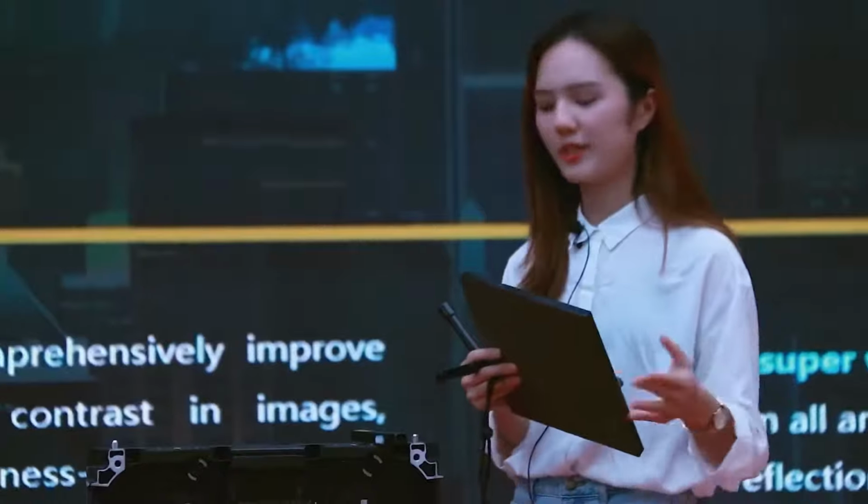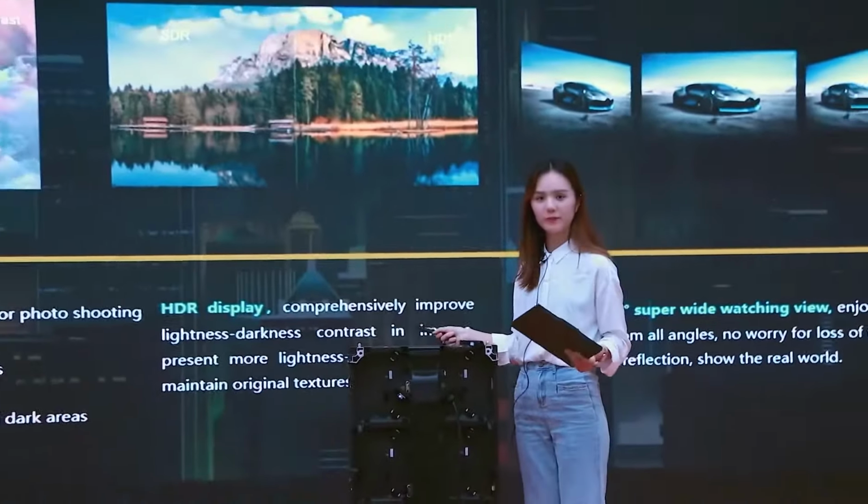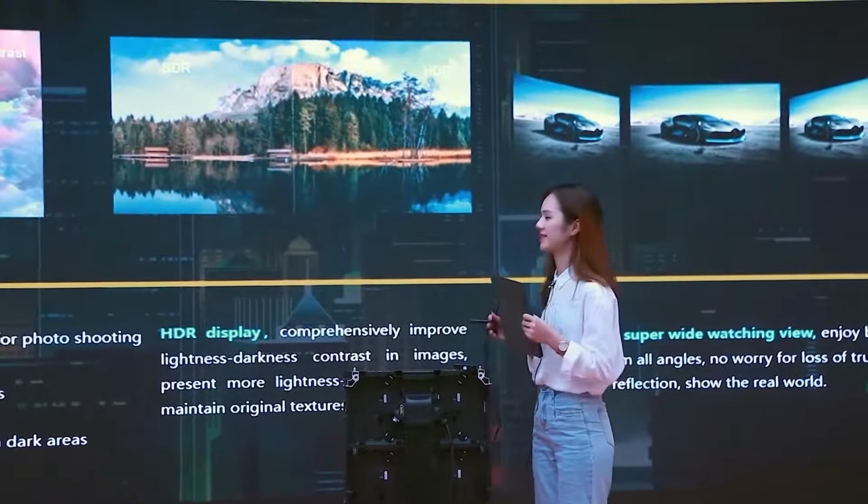Okay, that's all the presentation of this real sample layout.